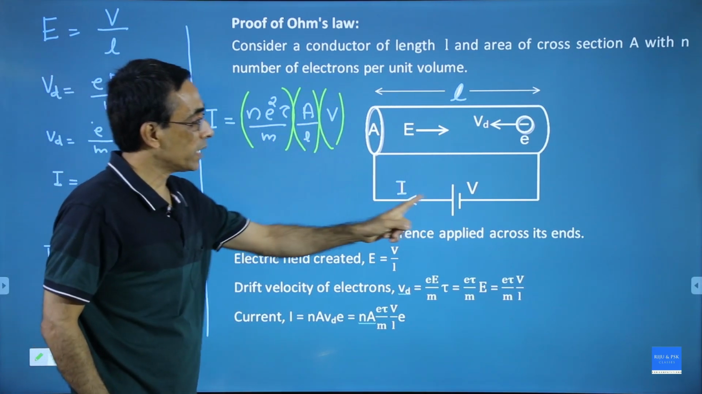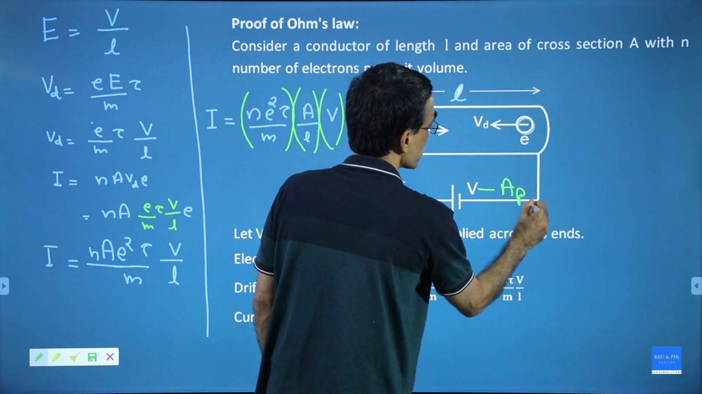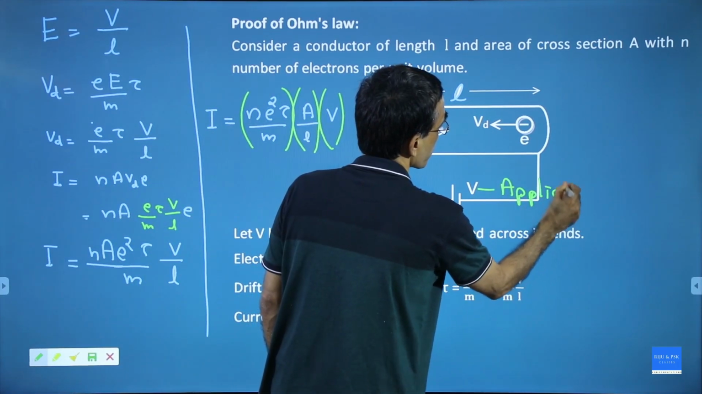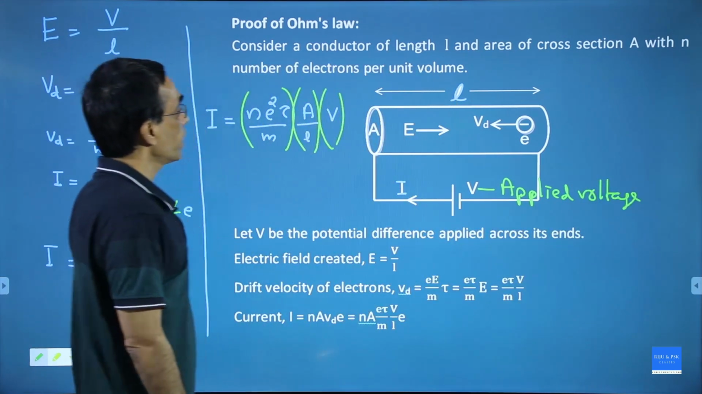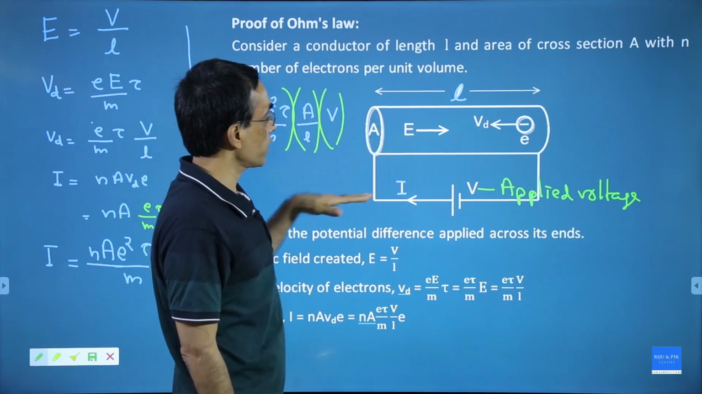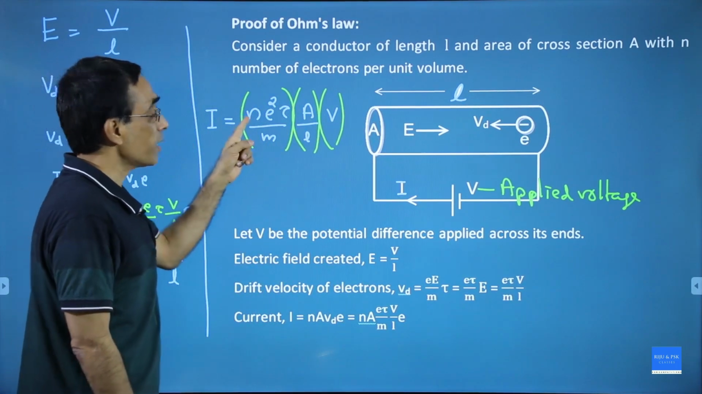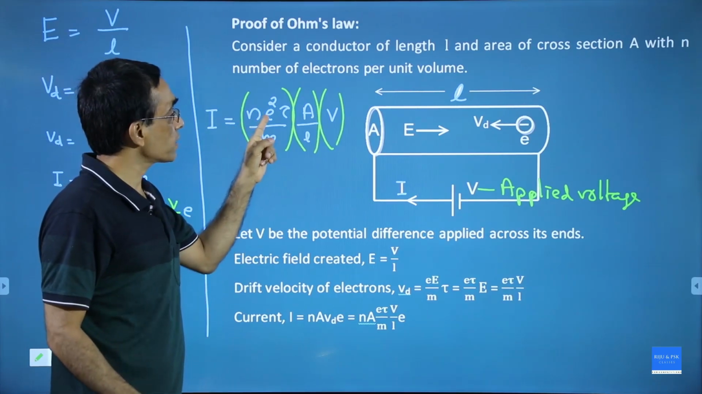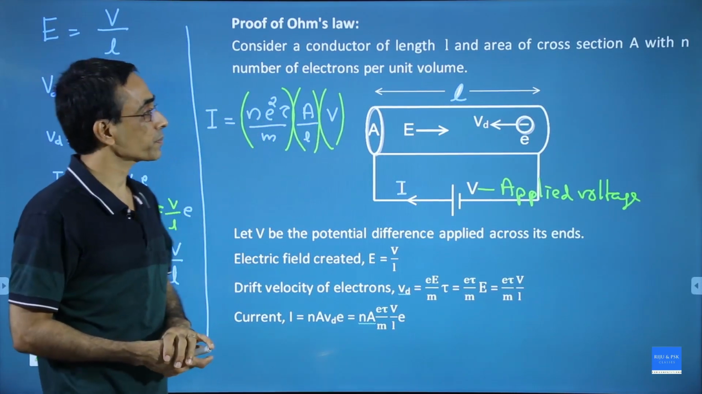One is V. It is applied voltage. The voltage given, applied potential difference. And what is A and L? A is the cross sectional area, L is the length. What is n? Number density. e is the charge of the electron, m is mass of electron, tau is the relaxation time.